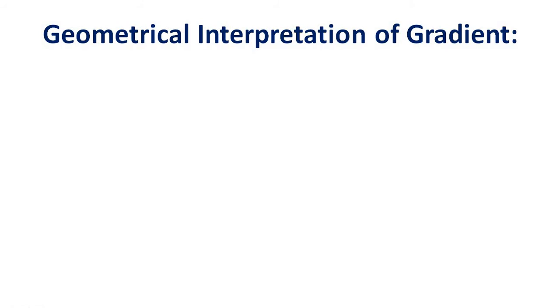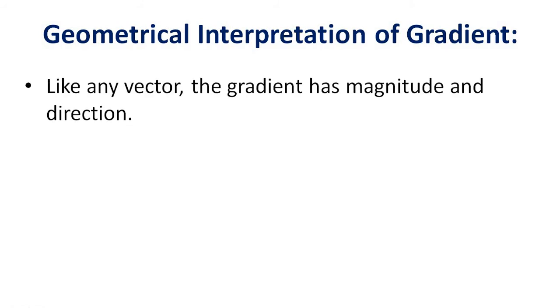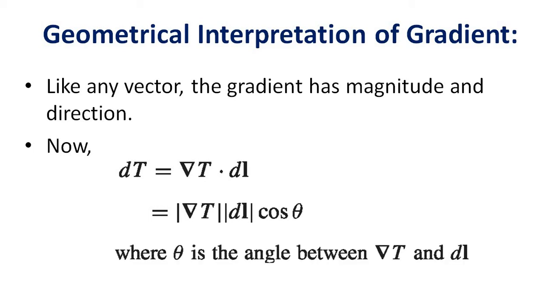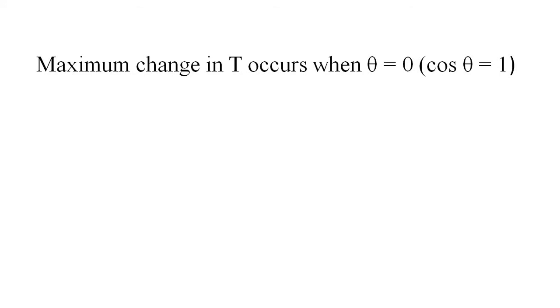Geometrical interpretation of gradient. Like any vector, gradient has magnitude and direction. Now we have the equation dT equal to del T dot dl, that's equal to magnitude of del T into magnitude of dl into cos theta, where theta is the angle between del T and dl. That is, maximum change in T occurs when theta equal to 0. You know that when theta equal to 0, cos theta equal to 1, that is the maximum value of cos theta. So maximum change occurs when theta equal to 0.